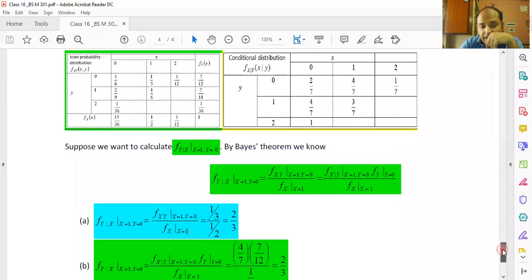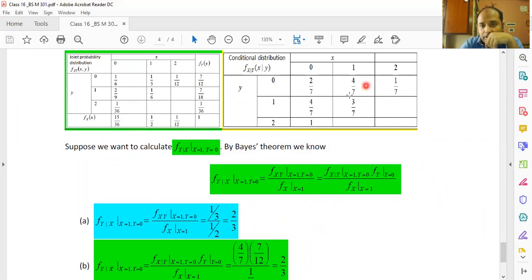To obtain this particular value, we are considering this particular chart. Now for x equal to 1 and y equal to 0, the corresponding conditional probability is 4/7. And the marginal probability of y at y equal to 0, come back to this chart, this is the marginal probability section. At y equal to 0, the marginal probability is 7/12. So I'm multiplying 4/7 by 7/12.